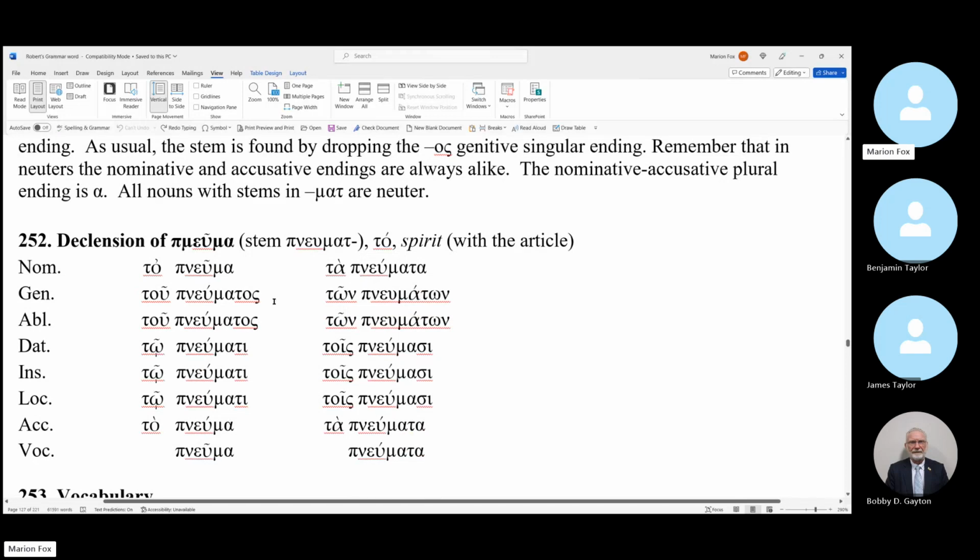Here's a common word, pneuma, and our English word pneumatic, air pressure, something having to do with air. Pneuma, and the tau is dropped. So your stem right here would be everything before the cursor. There's your stem up here. So you put os on it, you'd have the genitive form. So I said drop the os, and what's left over here is your stem.